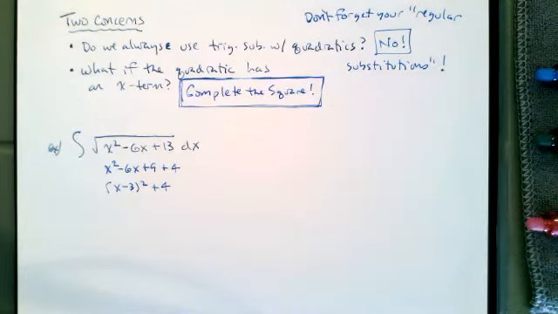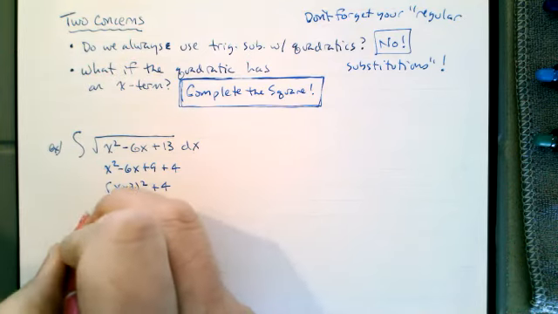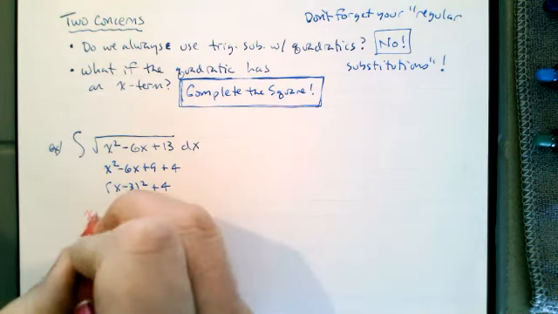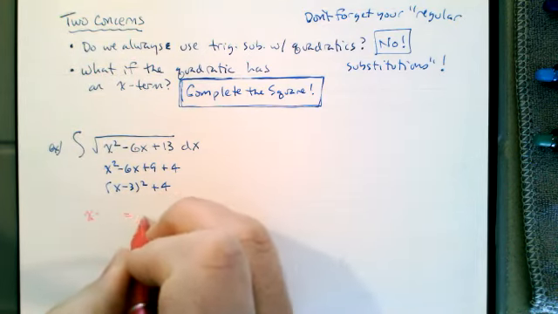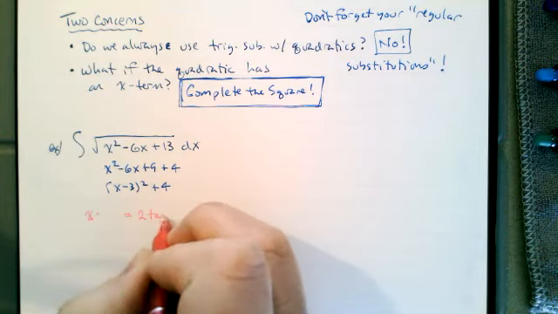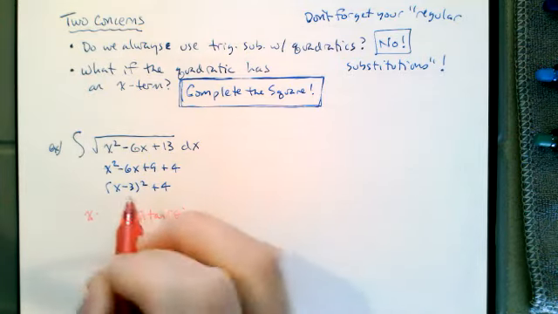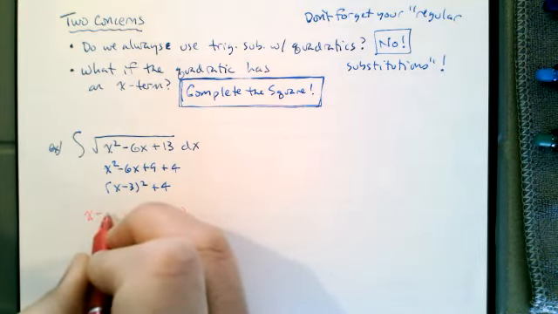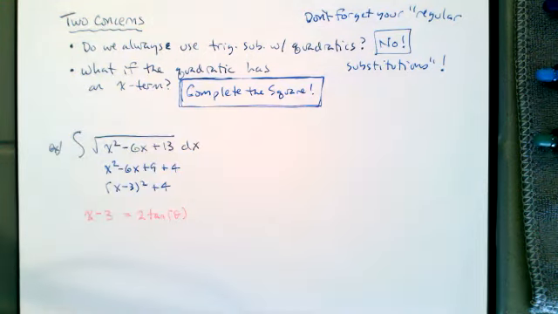Now we can see that this should be the tangent case because there's an x squared plus an a squared. But instead of saying x equals 2 tangent theta, we substitute whatever's being squared. x minus 3 is going to be 2 tangent theta.